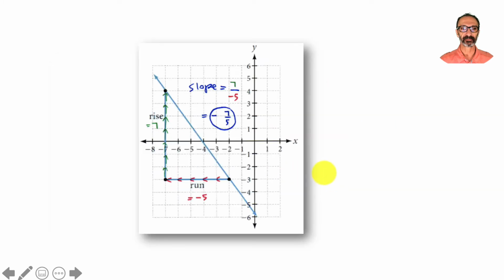Another example. Going left 5, going up 7. It's going to be positive 7 over -5. Simplifies to -7 over 5.